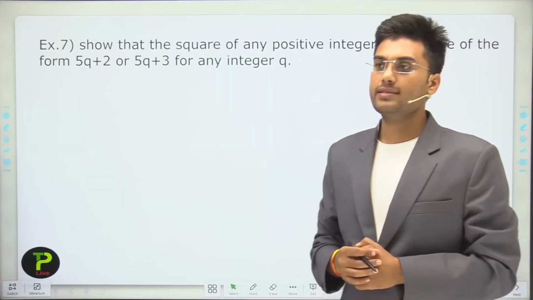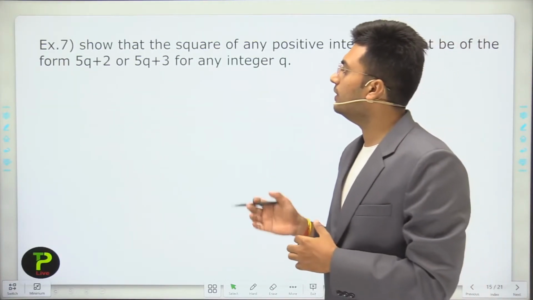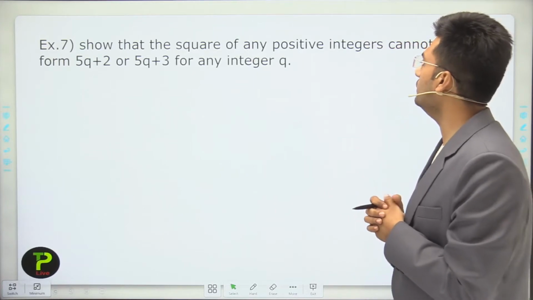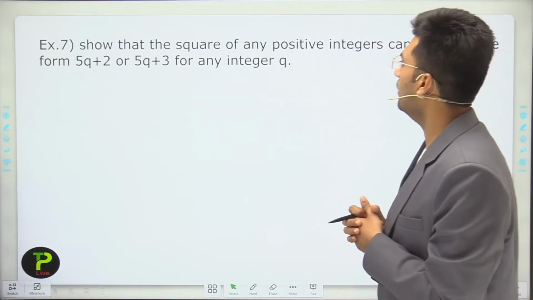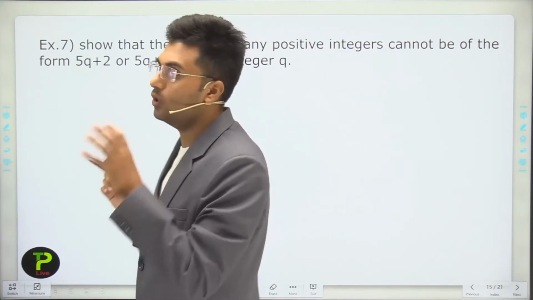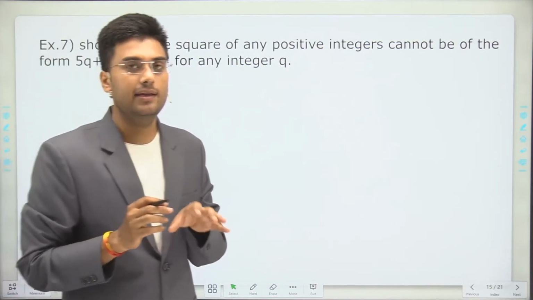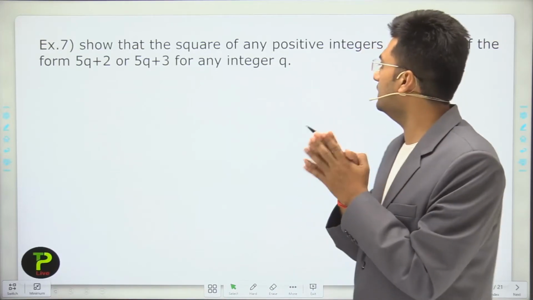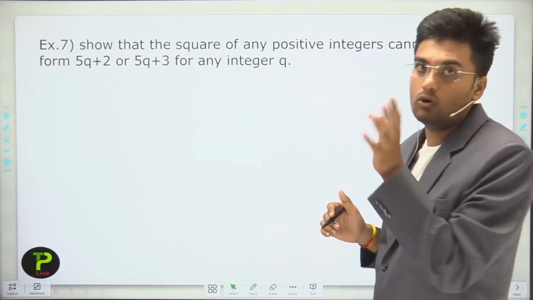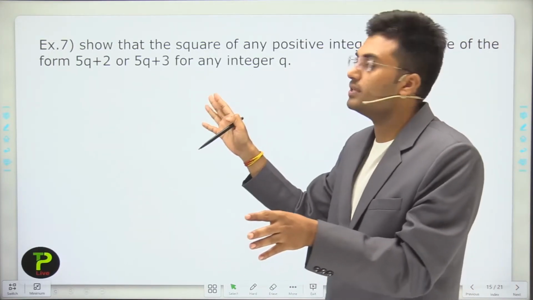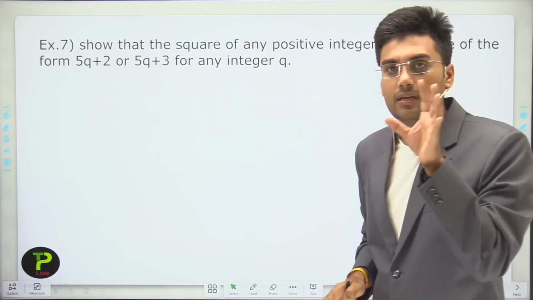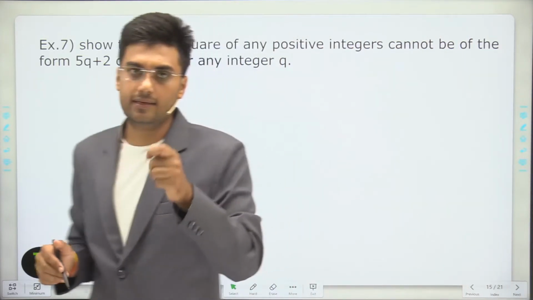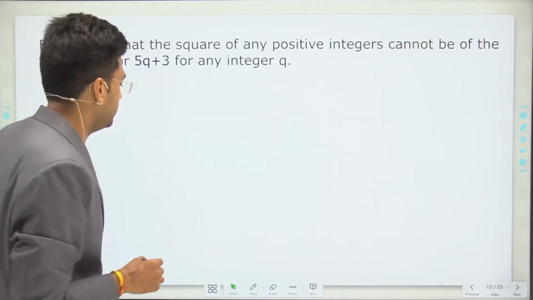So the next example is: show that the square of any positive integer cannot be of the form 5q plus 2 or 5q plus 3. Here we have to show that the square of any positive integer cannot be in the form of 5q plus 2 or 5q plus 3. So dear students, let's start the solution of this question.